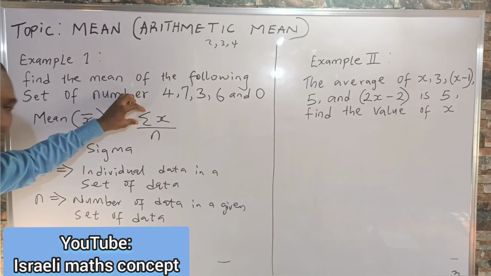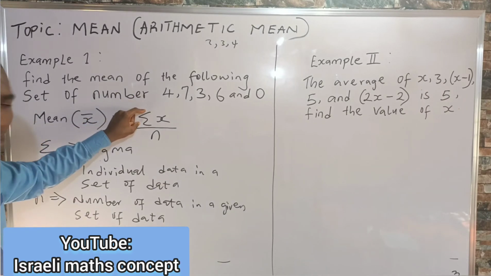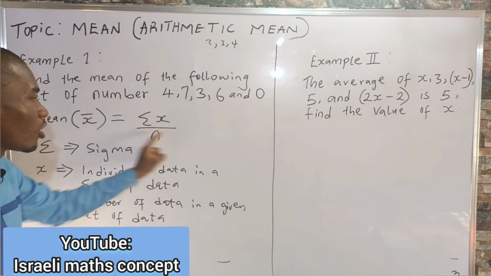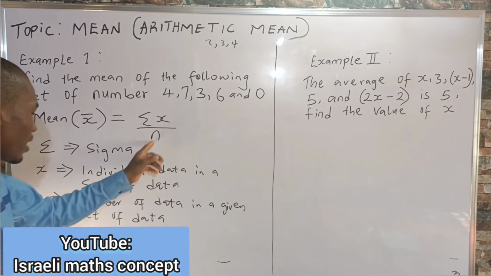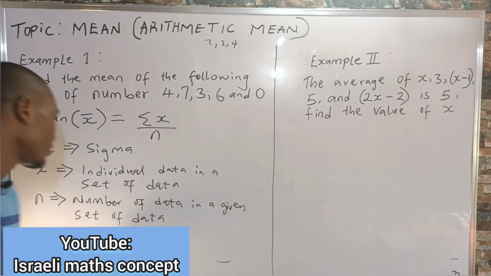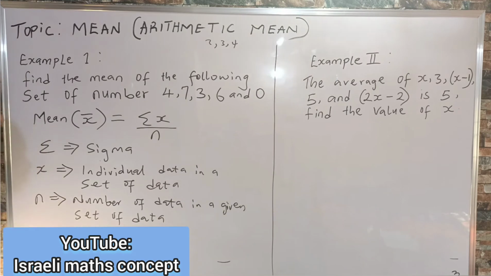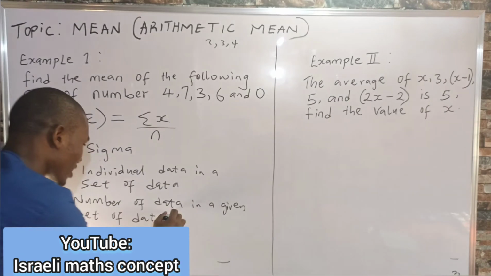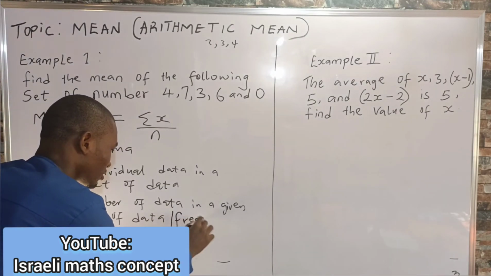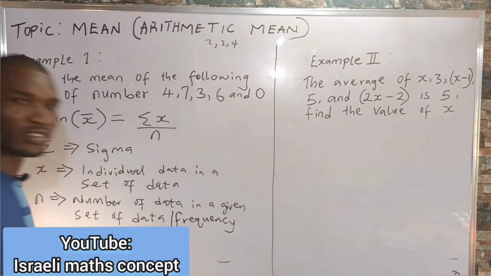Remember, this is sigma, and sigma means summation. So that is summation of x all over n. And this n is the number of data in a given set of data. If you don't consider it that way, you can still call this n the frequency of the data. They are still the same thing.